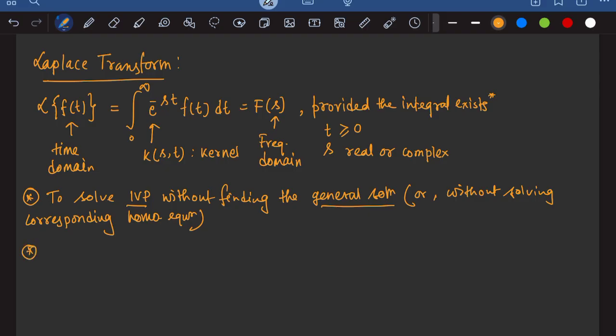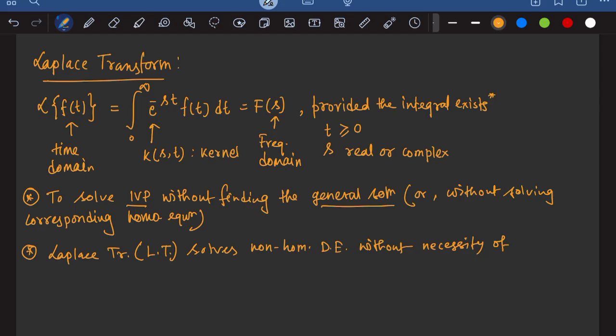Now the second thing is that the Laplace transform, LT, we can use this short notation, solves non-homogeneous differential equations without the necessity of first solving the corresponding homogeneous differential equation. That's what we have already written.